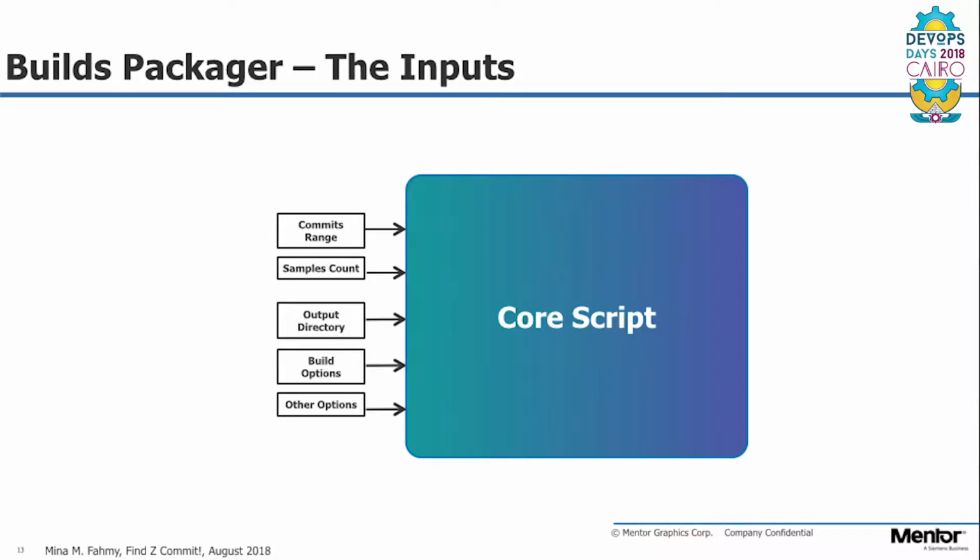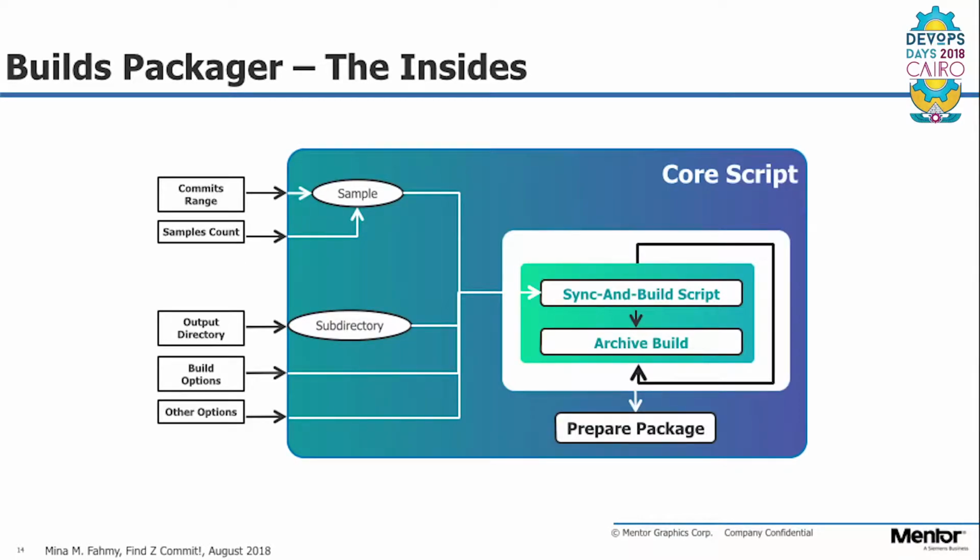Let's have a look at the first part, which I will call the builds packager. The inputs to the packager are very simple and intuitive: the CLs range to build in, the number of samples needed to build, because you couldn't build the whole set of CLs in this range, the output location of your package, the build options to use, and any other options related to how you sync or build or archive your product.